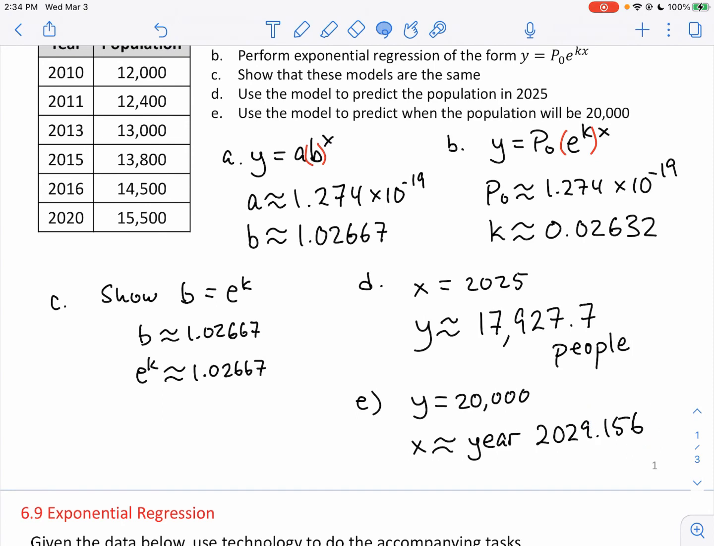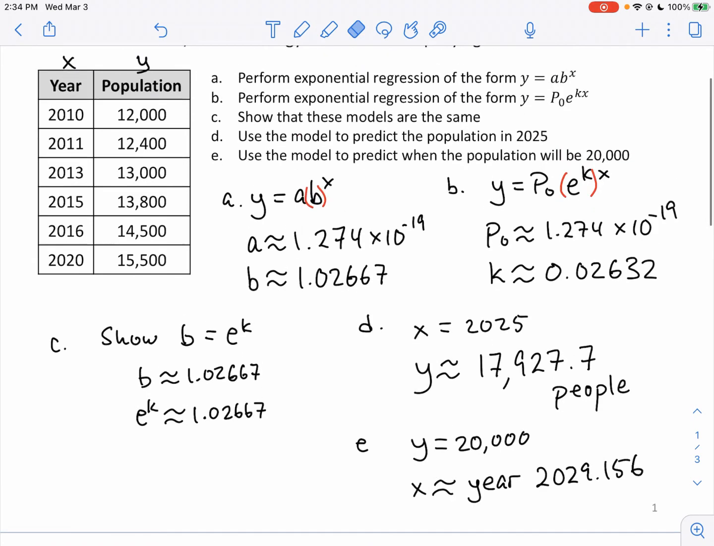We're not going to spend the time to do that. I leave that to you to determine on your own. Okay, and that answers all 5 parts of this. And then we're going to repeat this now for the next example.